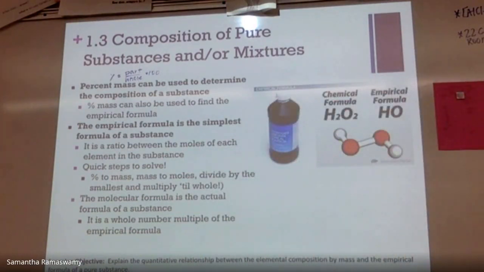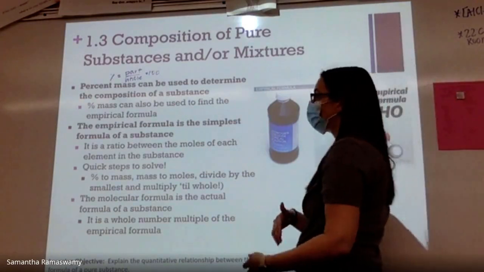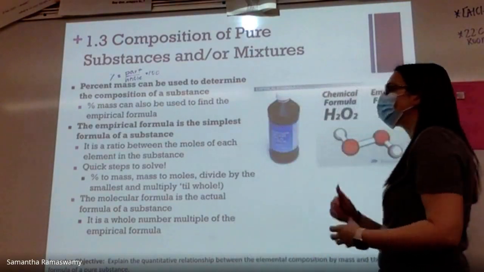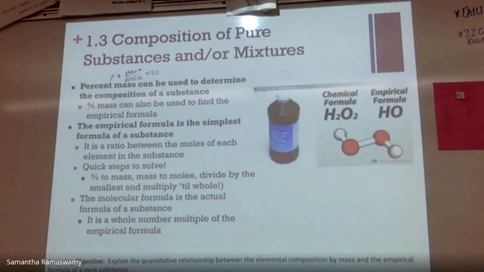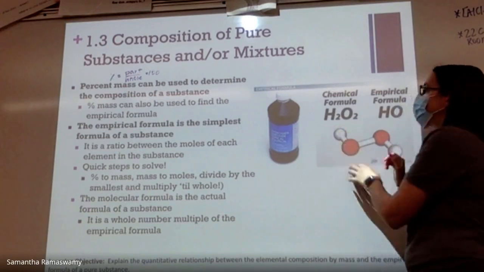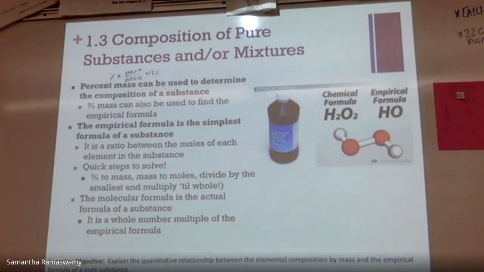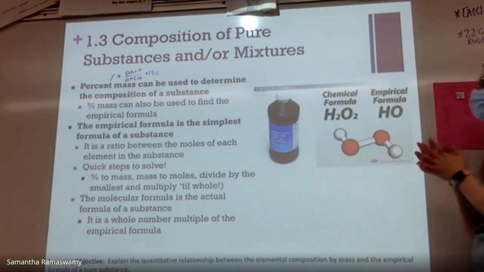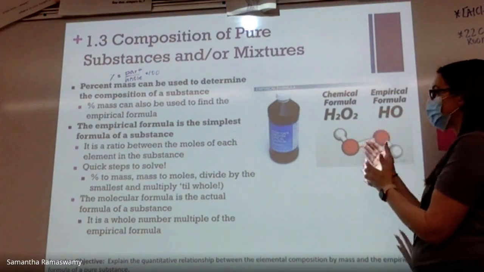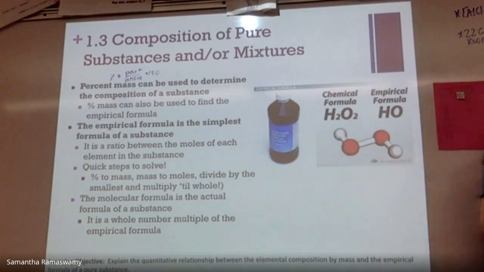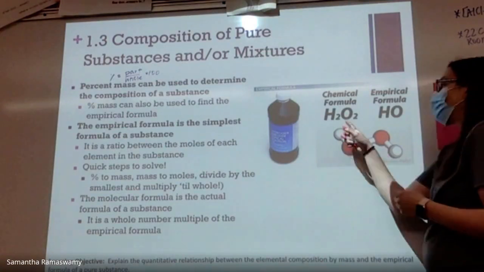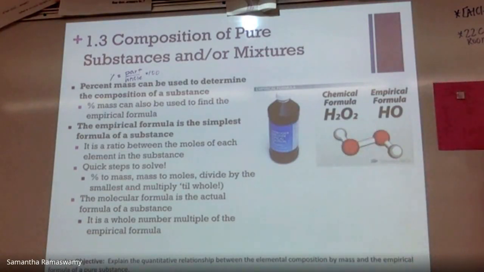But then we could use percent by mass to find the empirical formula. The empirical formula is the simplest whole number ratio of atoms in a substance. So hydrogen peroxide is H2O2. That is not the simplest ratio of atoms, because I can divide both of these by 2. So if I wanted the empirical formula, it would be 1 H and 1 O. This is the molecular formula.